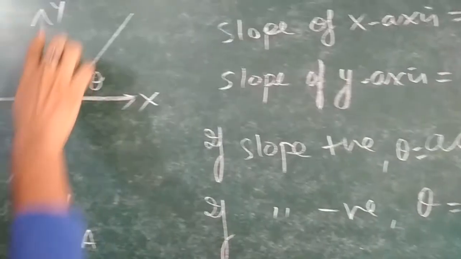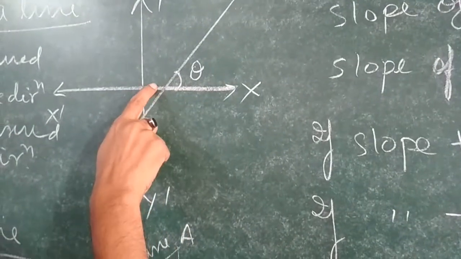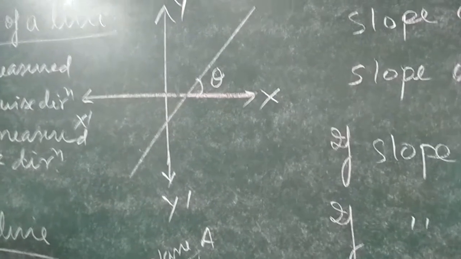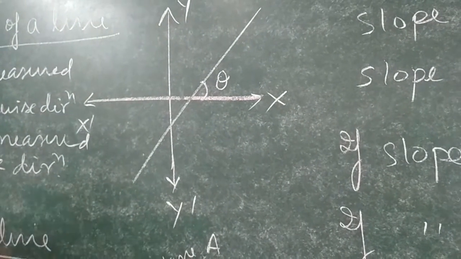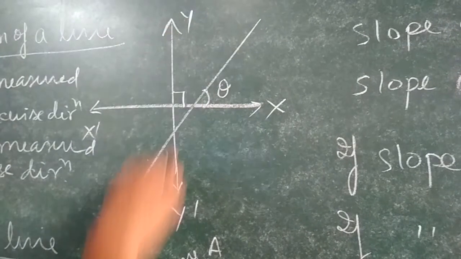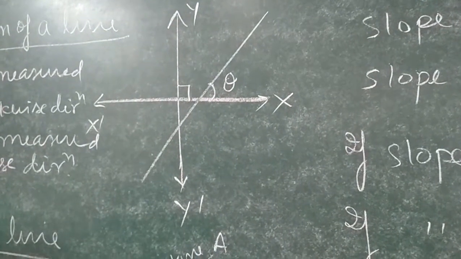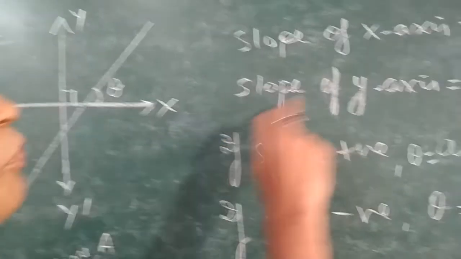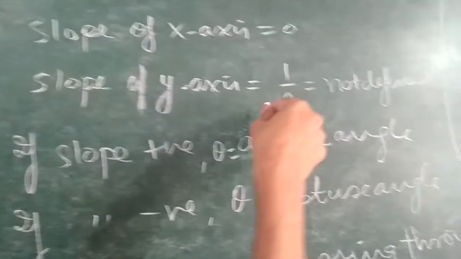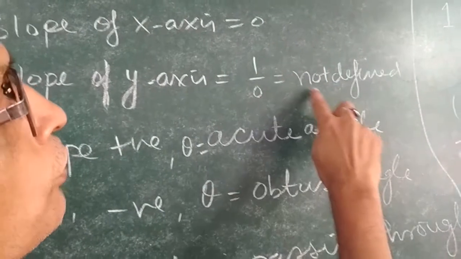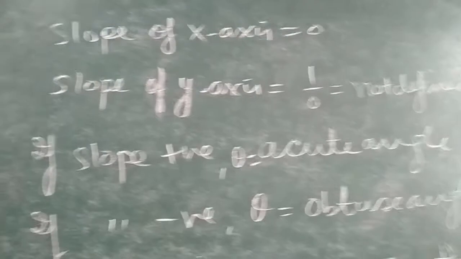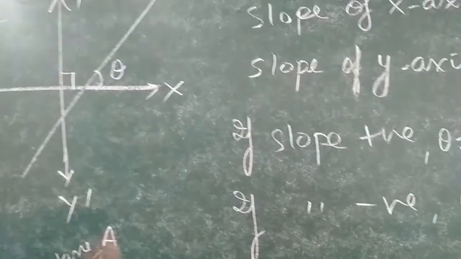In the same way, for the slope of the y-axis, you see that this angle is 90 degree. This angle is how much? It is 90 degree. So the inclination of the y-axis is 90 degree, and the slope of the y-axis is tan 90, which is equal to 1 upon 0, so it is not defined. It is clear to everybody. So this is the formula by which you can find the slope of the x and y-axis.